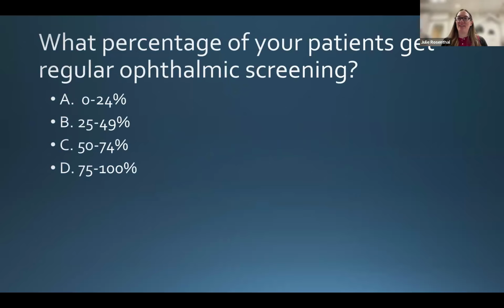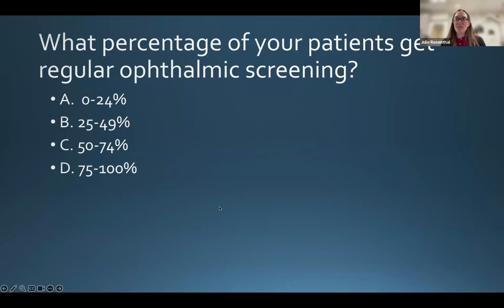So now's the poll. What percentage of your patients are actually able to get their regular ophthalmic screening in any shape or form? And so we'll open up the poll. The poll's currently live. I'll stop it after we've gotten enough responses, Dr. Rosenthal, and then share it out with everybody.